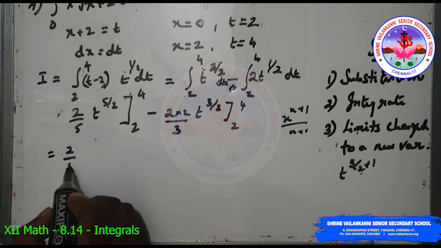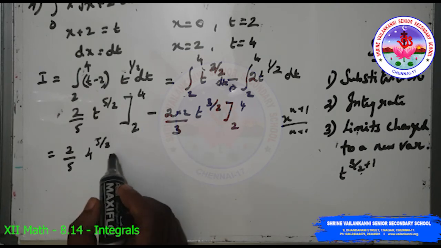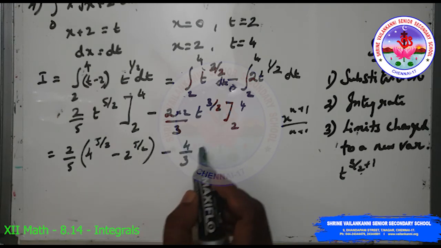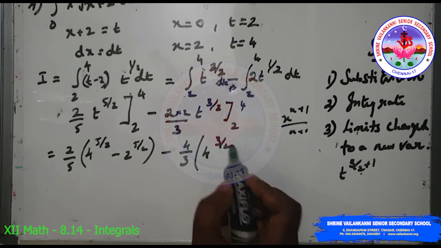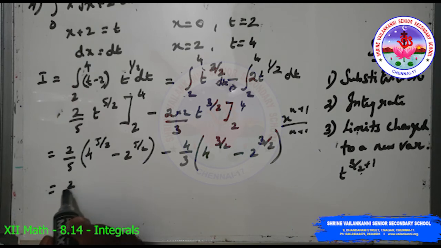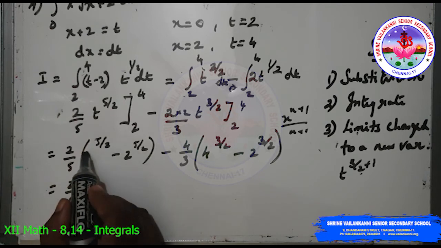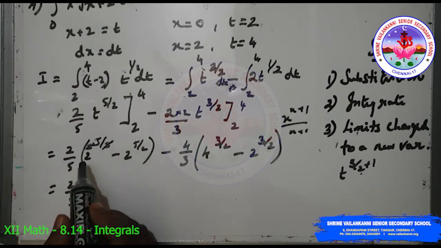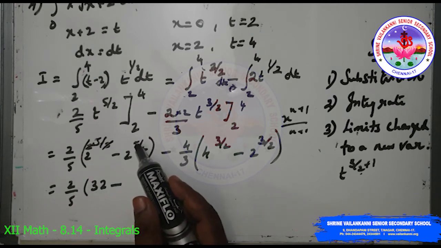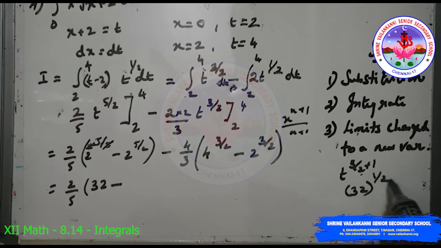So here, 2 by 5 times upper limit minus lower limit: 4 power 5 by 2 minus 2 power 5 by 2, minus 4 by 3 of 4 power 3 by 2 minus 2 power 3 by 2. So this is equal to 2 by 5. I am writing 4 as 2 square, so 2 square cancelling 2 we get 2 power 5, which is 32, minus 2 power 5, which is 32. 32 power half.